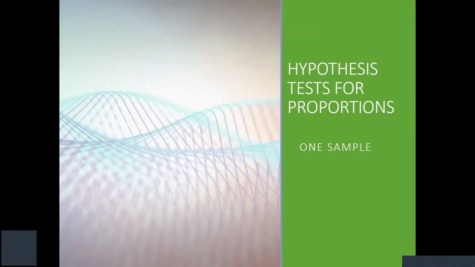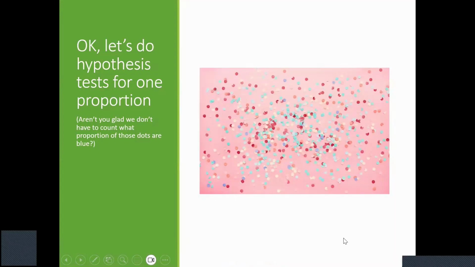Alright, let's learn how to do a hypothesis test. And we're going to do one for proportions, like our confidence interval, and we're going to do one sample. So, aren't you glad you don't have to count what proportion of those dots are blue?